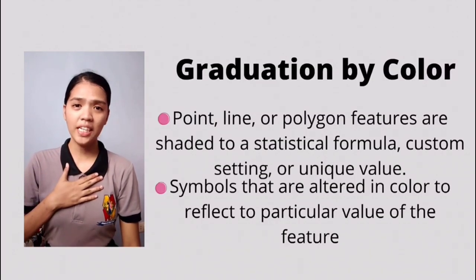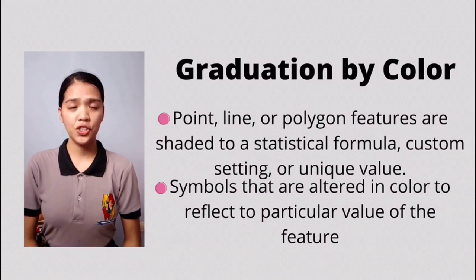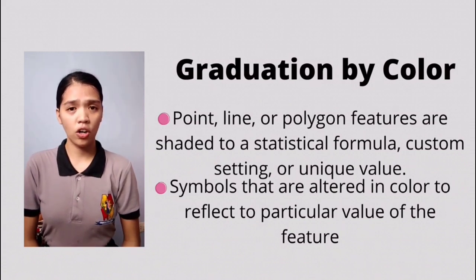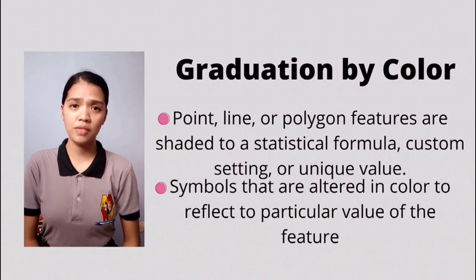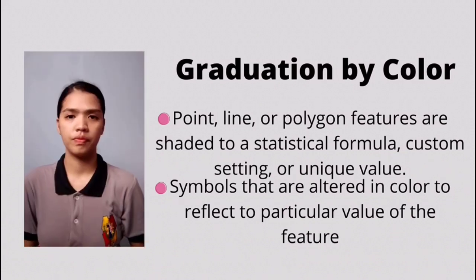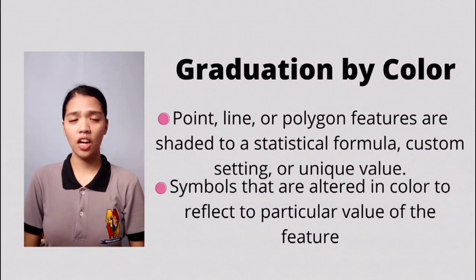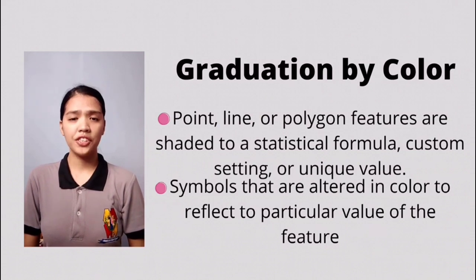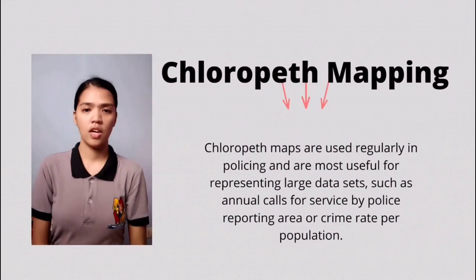Good day. My name is Angelica de Luna from BSc 3A and one of the members of Group 4. I will discuss the graduation by color. In graduation by color, or the graduated color map, it uses either point, line, or polygon features that are shaded according to their statistical formula, custom setting, and unique value. To simplify, in a graduated color map, the symbol point, line, or polygon is altered in color to reflect a particular value of the picture.